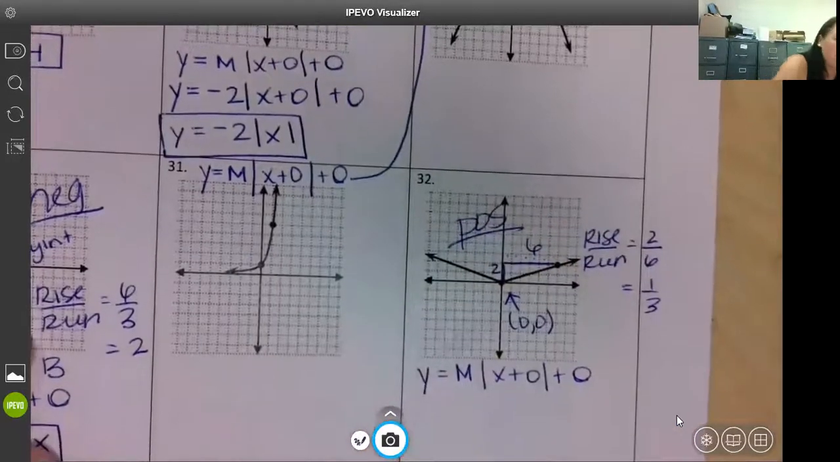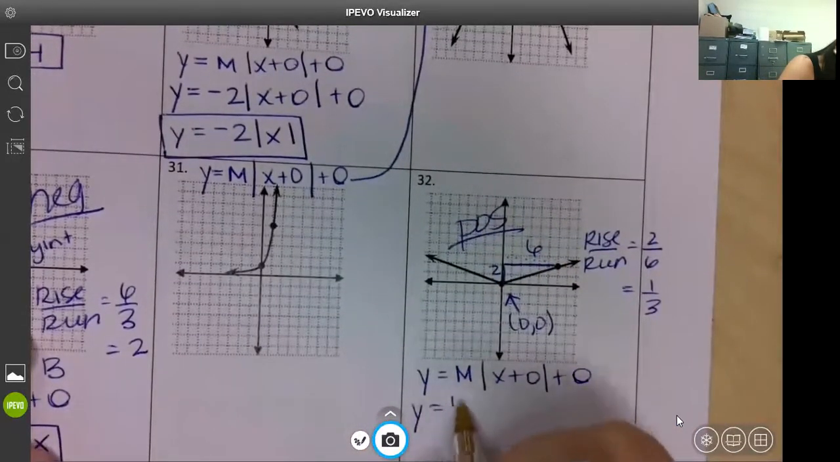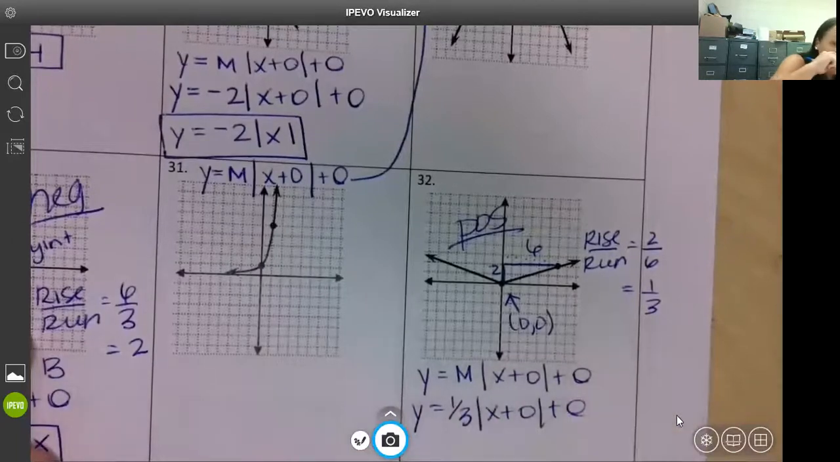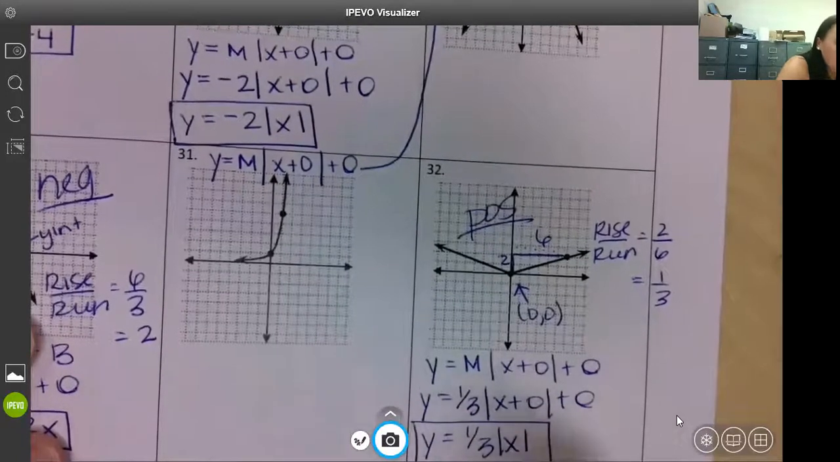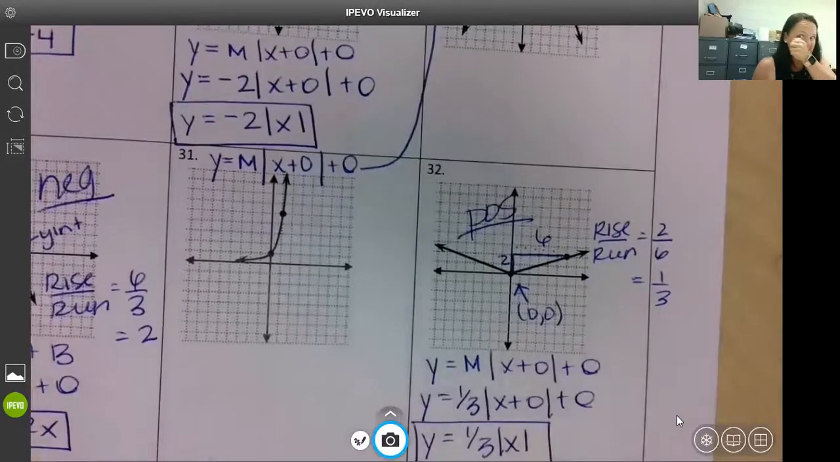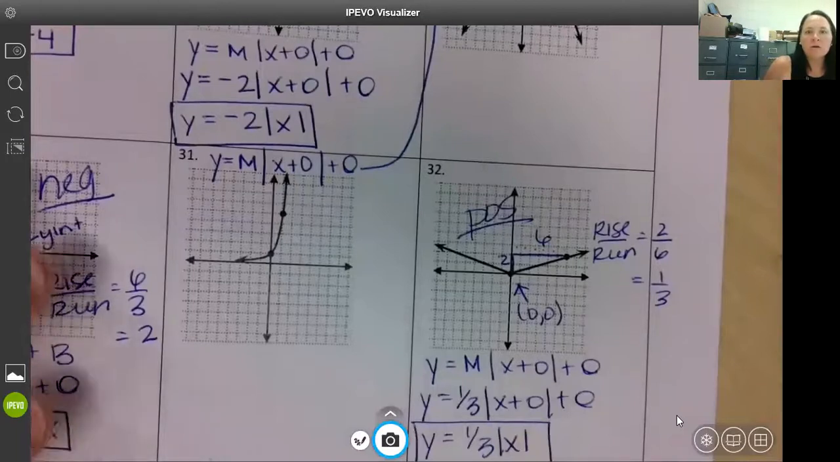1/3 is your slope. And we get y equals 1/3 absolute value of x plus 0 plus 0, which when we simplify is 1/3 absolute value of x. So those are very simple to do. Okay, your quadratics are a little bit harder and your exponentials are a little bit harder.